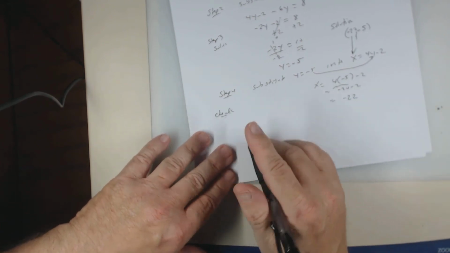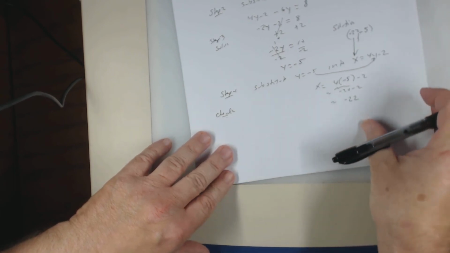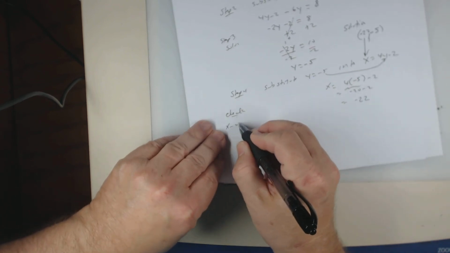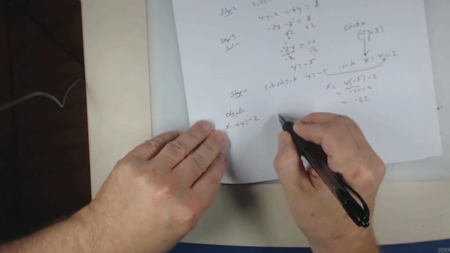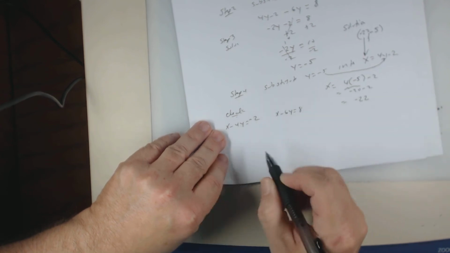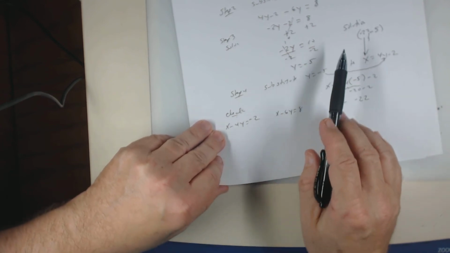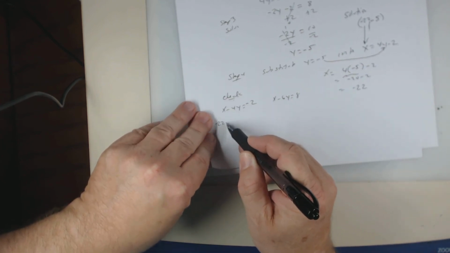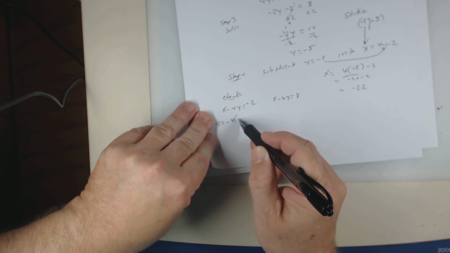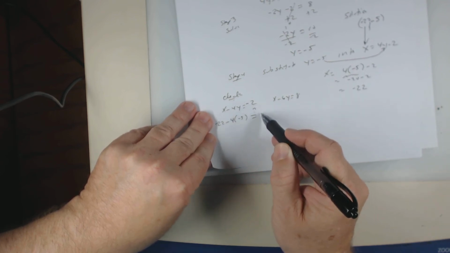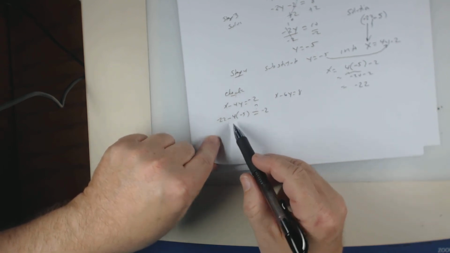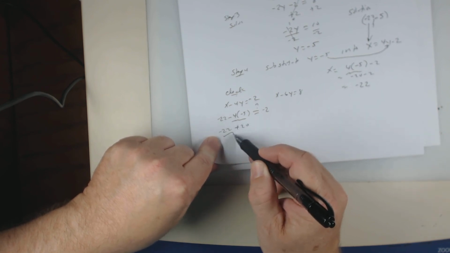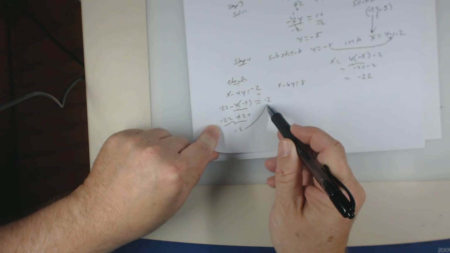I'm going to rewrite the equations. Remember, when checking, always go back to the original equations. So if you check this, wherever you see x I'll plug in negative 22, and wherever you see y I'll plug in negative 5. I get negative 22 minus 4 times negative 5, and I want to see if that's going to equal the other side, which is negative 2. So that's negative 22. What's a negative 4 times a negative 5? Positive 20. And that gives negative 2, which is what I wanted.